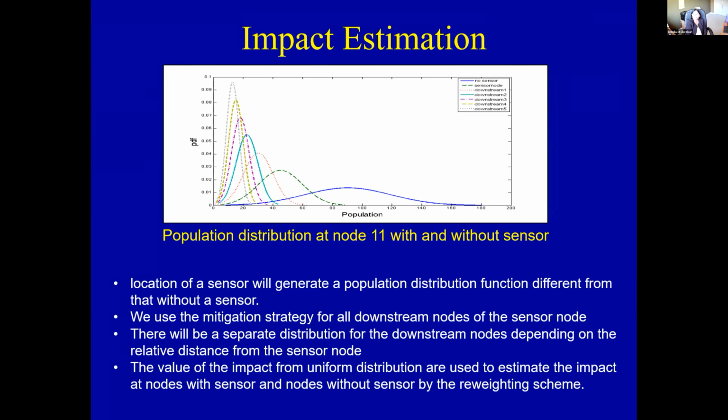So this is the population distribution at node 11 with and without sensors, with sensor uncertainty taken into consideration. Remember I said that without sensors you have large uncertainty, that is the blue line. But once you put sensors in the network, your uncertainty changes. The sensor node is the green node, which has larger uncertainty, but downstream nodes also have uncertainty propagation. So you not only have to consider uncertainty at that node, but also the uncertainty propagation occurring in the downstream nodes.